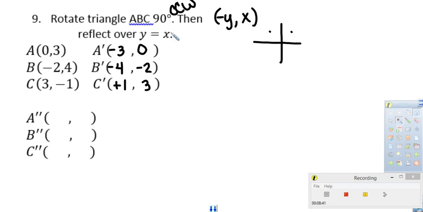Then the second thing we're doing is reflecting over y equals x, and our rule for reflecting over y equals x is just to switch the x and the y. So we just reverse the order. So we reverse, 0, negative 3. Reverse the order, negative 2, negative 4. Reverse the order, 3, 1.